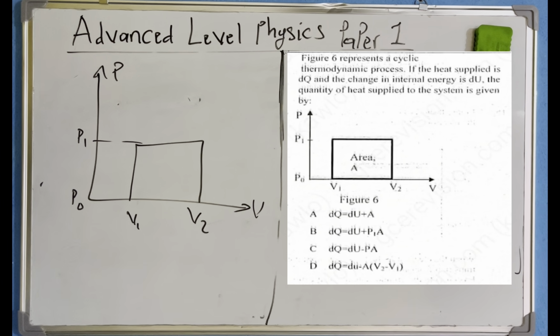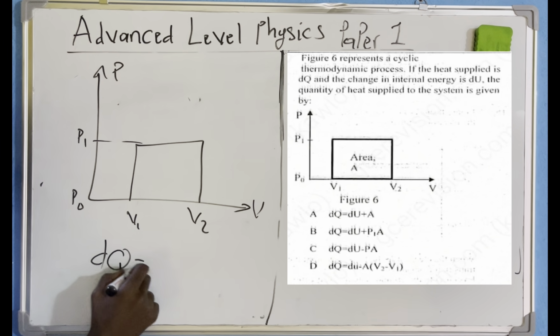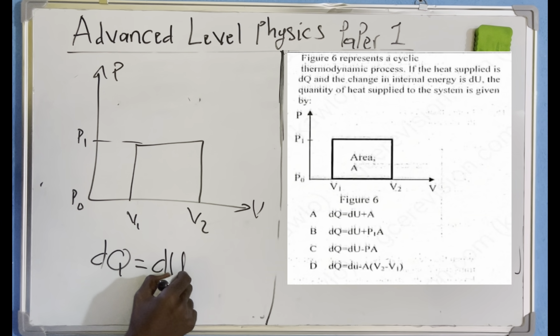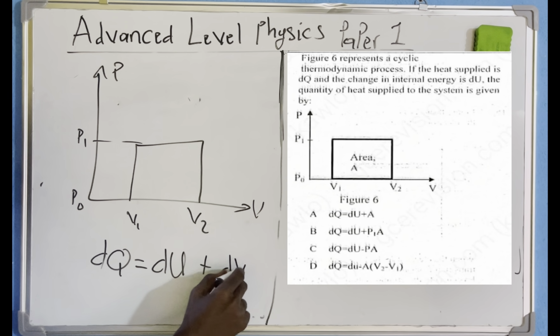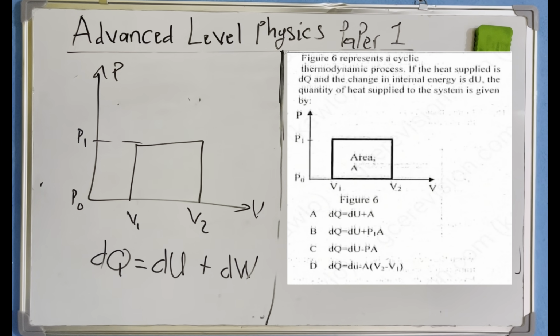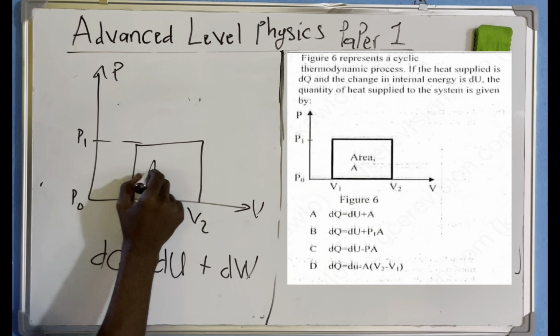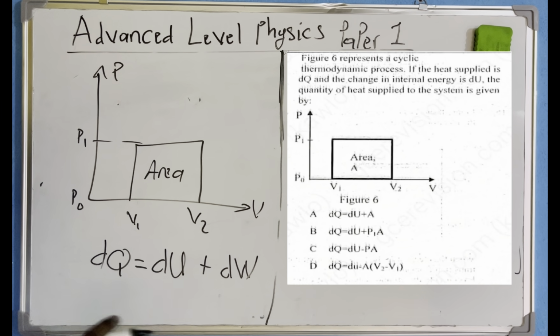Now we all know that the energy supplied to a system, dQ, is equal to the change in the internal energy of the system plus the work done, W, by the system. So that is it. From there, the correct proposal is where there is W. Now let me come up with the expression of W so that the area can come out. Let us see how we can derive it.